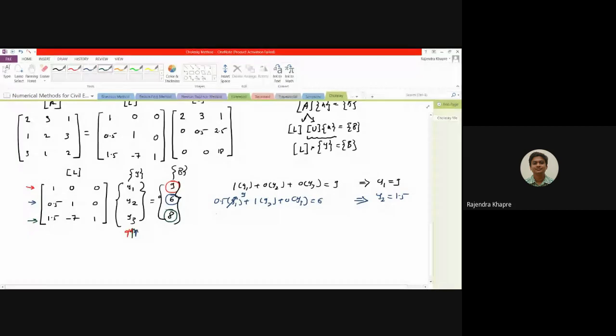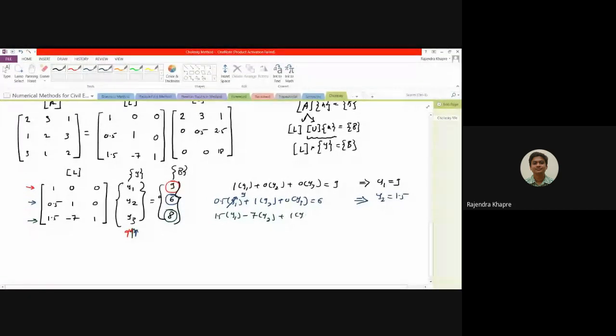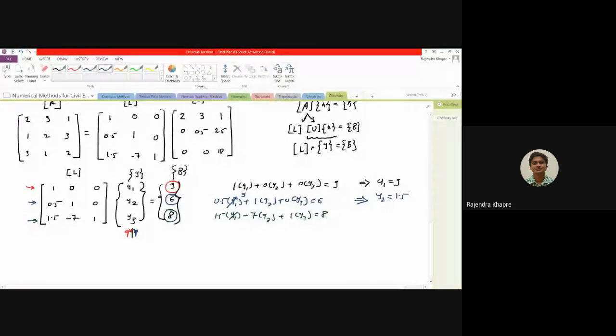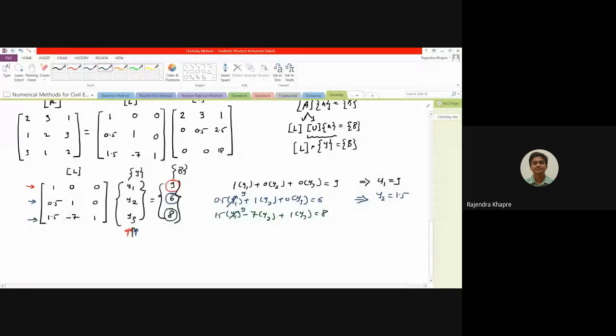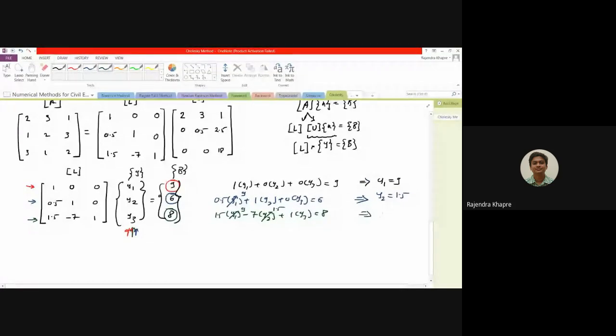So this is coming out to be 1.5 into y1, then minus 7 into y2 plus 1 into y3. This should equal 8, out of which y1 is 9 and y2 is 1.5. So this is going to give me the value of y3. How much is this?